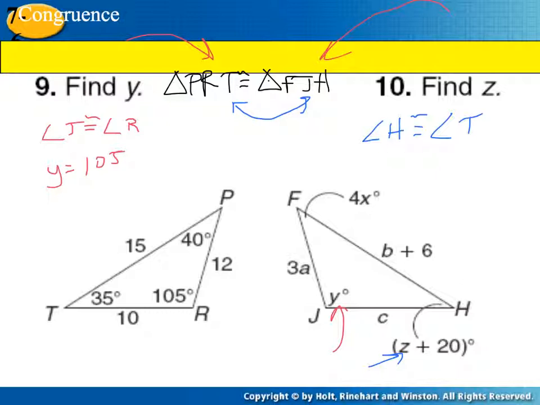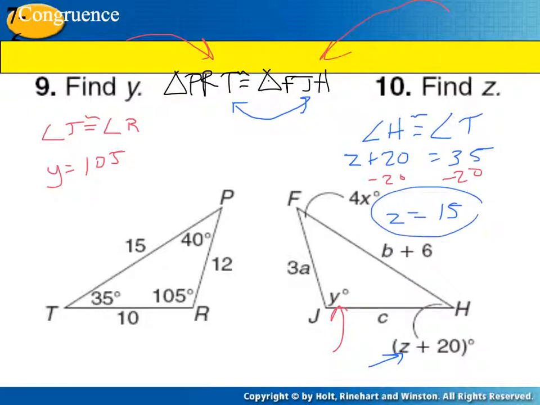So when I do this, I get angle H is Z plus 20. Angle T is 35. How do you solve? I subtract by 20. Z is equal to 15. And I am done. That's all I have for you today. We are completely finito with this.